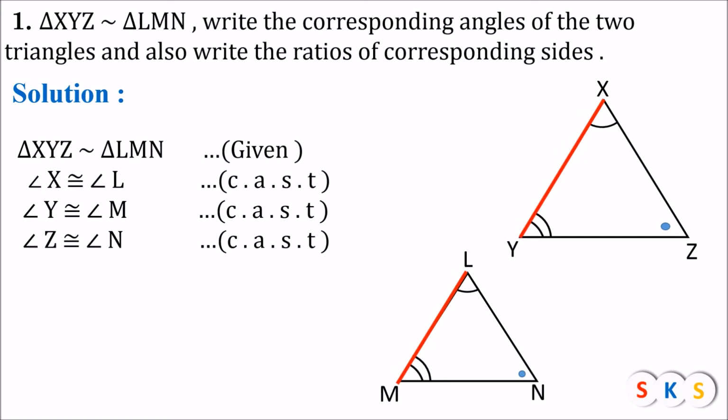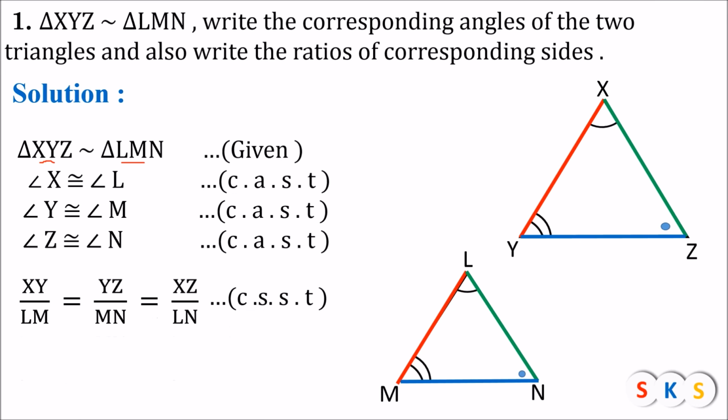Look at the first two letters of this triangle. Can you see here in the solution? XY. The first two letters of this triangle are XY and here LM are the first two letters of the next triangle. So XY corresponds to LM. Similarly, you can see in this figure YZ corresponds to MN and XZ corresponds to LN. So we can say that XY upon LM equals YZ upon MN equals XZ upon LN. That is CSST, corresponding sides of similar triangles.